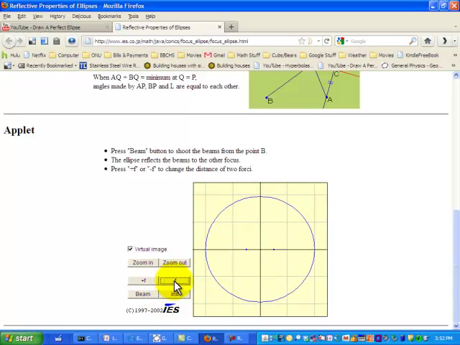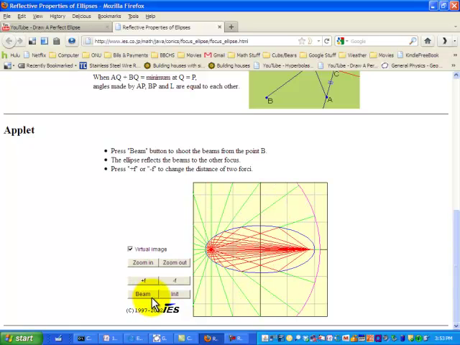All right, if we move the focus points closer together, you notice what shape is starting to form. The closer the focus points are to each other, the more circular it is. The further apart they are, the flatter it is. And if the beams launch out, they all do the exact same thing. Anything that's coming out of here gets reflected, and it ends up in this other focus point. So that's one of the properties of an ellipse.